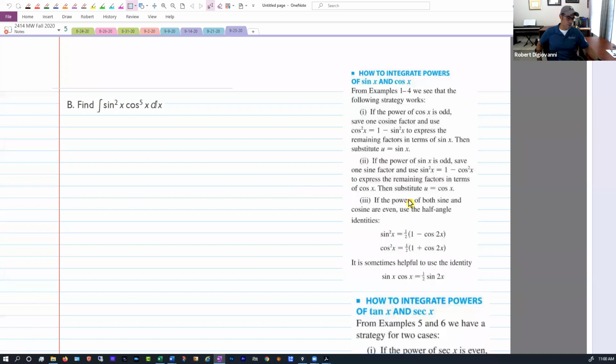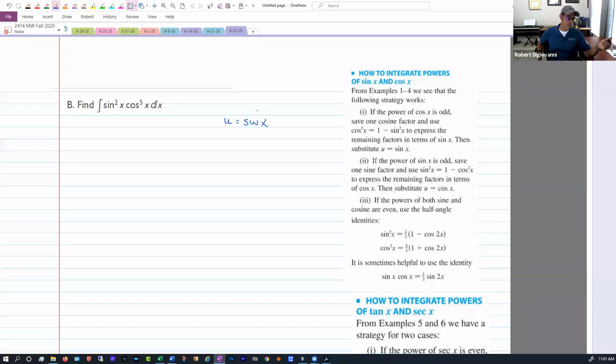Okay, so we're going to start off with this trig integral. We want to find the antiderivative of sine squared x cosine to the 5th x dx. Initially you might think just a basic u substitution would work here. You have sine, you have cosine. So if you let u be sine x, we have the derivative, cosine, but it's raised to the 5th power, which is not necessarily a good thing.